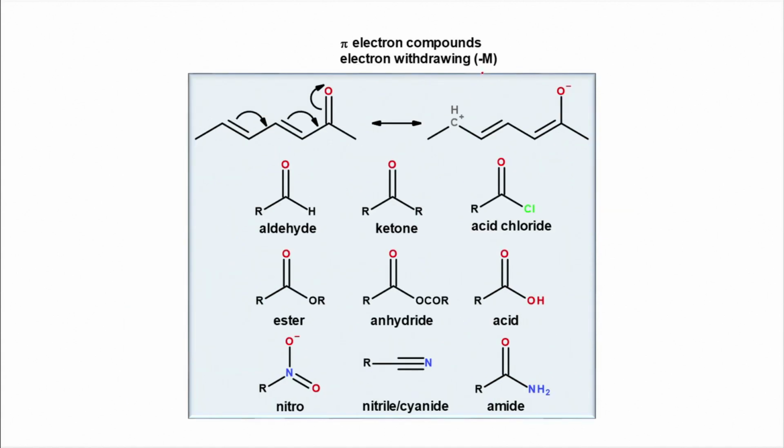We also have electron withdrawing groups, that is minus M group. So in this particular case the oxygen actually pulls the electron towards itself because it is more electronegative. So some of the examples include aldehydes, ketones, acid chlorides, esters, anhydride, acids. So all these things whatever we have seen earlier all belong to the minus M or the electron withdrawing nature of the pi electron compounds.